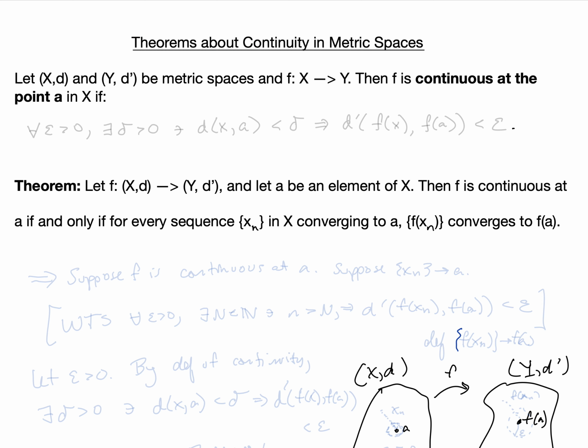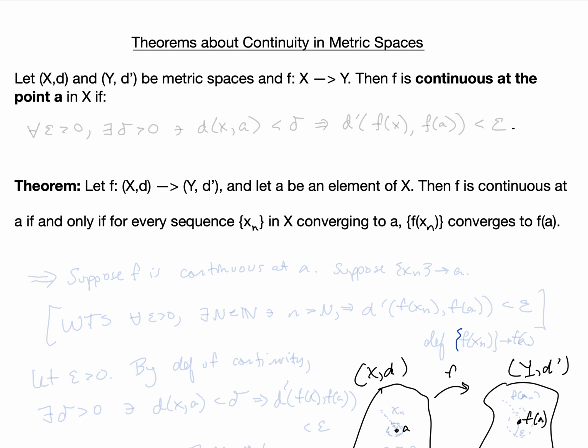So if (X, d) and (Y, d prime) are metric spaces, and f is a function mapping X to Y, then f is continuous at the point A in X if for every epsilon greater than 0, there is a delta greater than 0, such that the distance between x and A being less than delta in X implies that the distance d prime between f of x and f of A is less than epsilon in Y. So that's our definition of continuity.